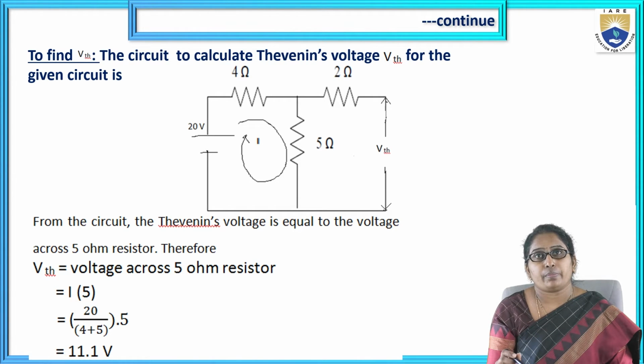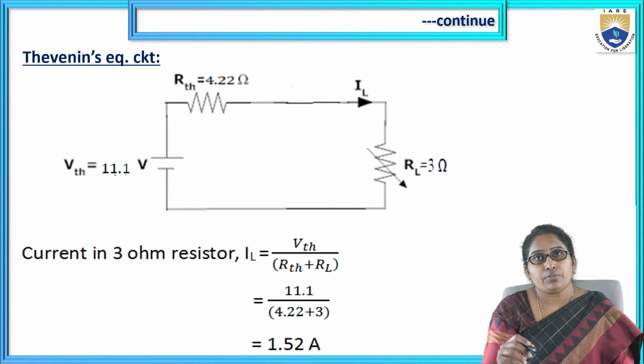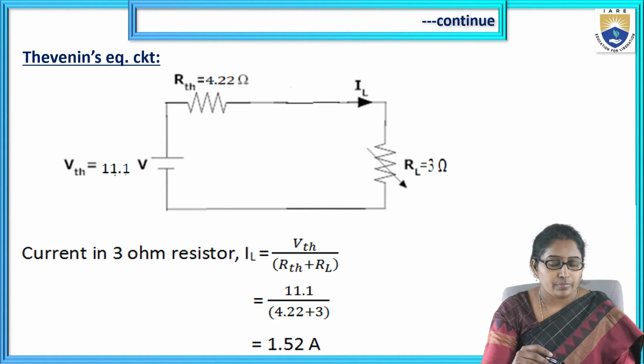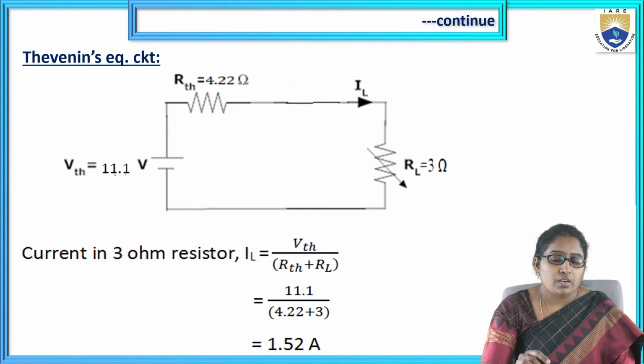Now, third step, Thevenin's equivalent circuit. We know that it consists of one voltage source with a series single resistance. So VTH is already calculated as 11.1 and RTH is calculated as 4.22 ohm. Now show the load resistance. What is the load resistance for us? Here it is 3 ohm, and the current flowing through it is taken as IL.